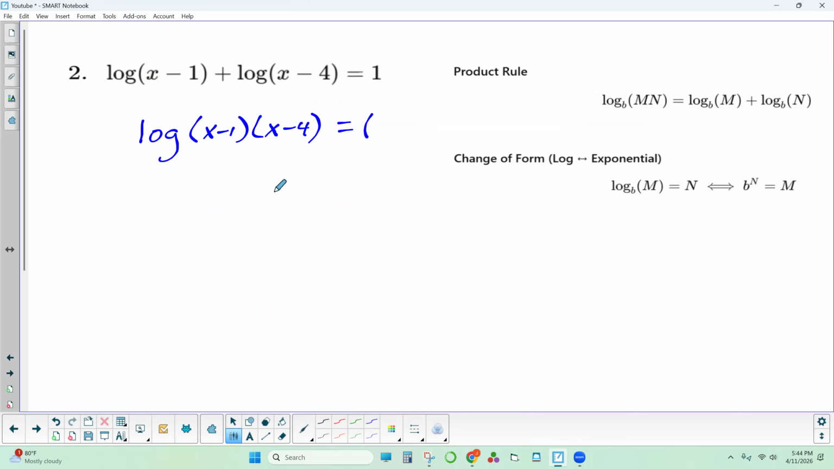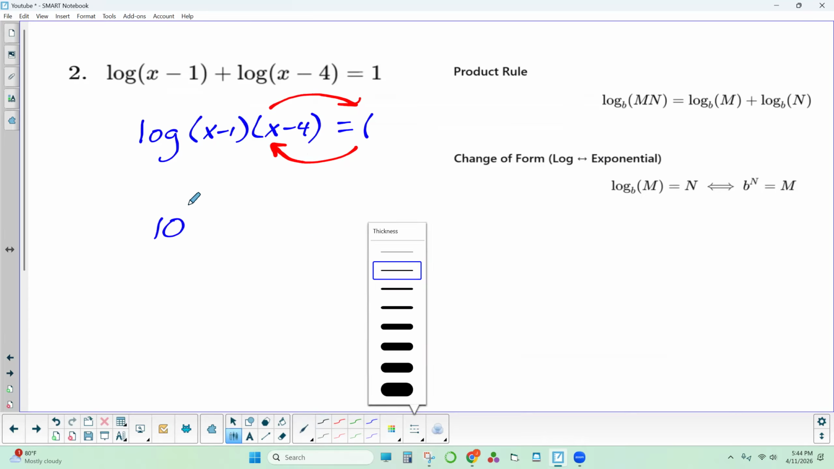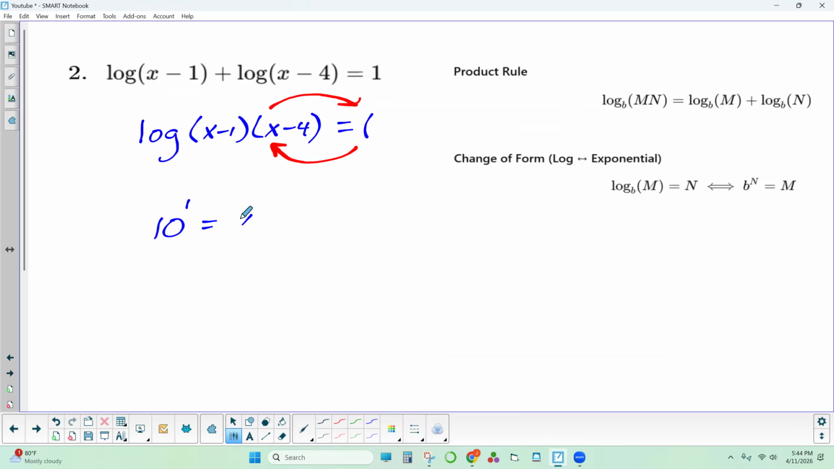Now we have isolated a single log, so now we're going to write this in exponential form. The change of form is over here on the right as well, so you can look at that. What we do here is we keep the base, so it's going to be 10, and then we flip the argument and the exponent, and that will give us 10 to the first power equals x minus 1 times x minus 4. So we have another quadratic here to solve.